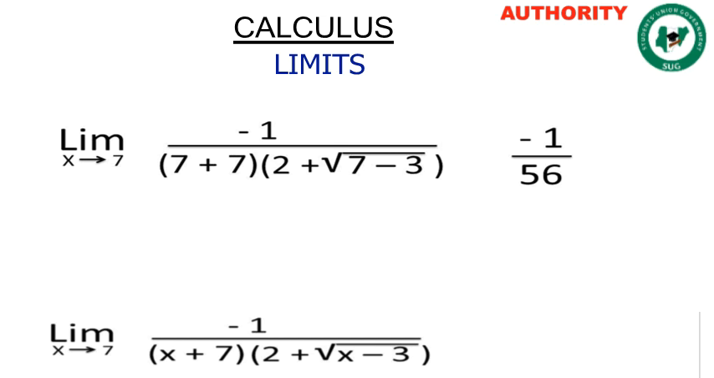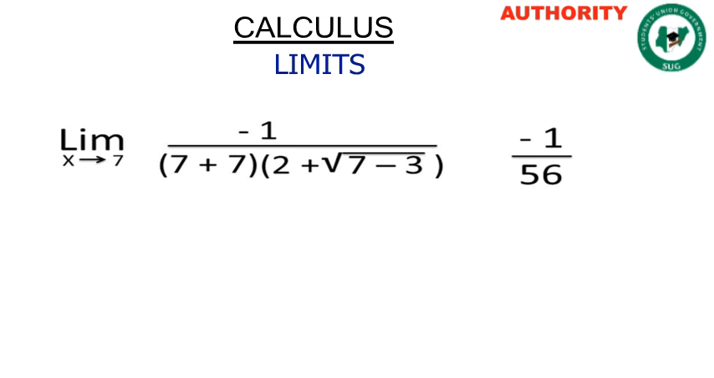And then 2 plus the square root of 7 minus 3. 7 minus 3 gives us 4. The square root of 4 is 2, and 2 plus 2 gives us 4. 4 times 14 gives us 56. So after the evaluation of the limit as x approaches 7 of (2 minus the square root of x minus 3) all over x squared minus 49, our answer is minus 1 over 56.